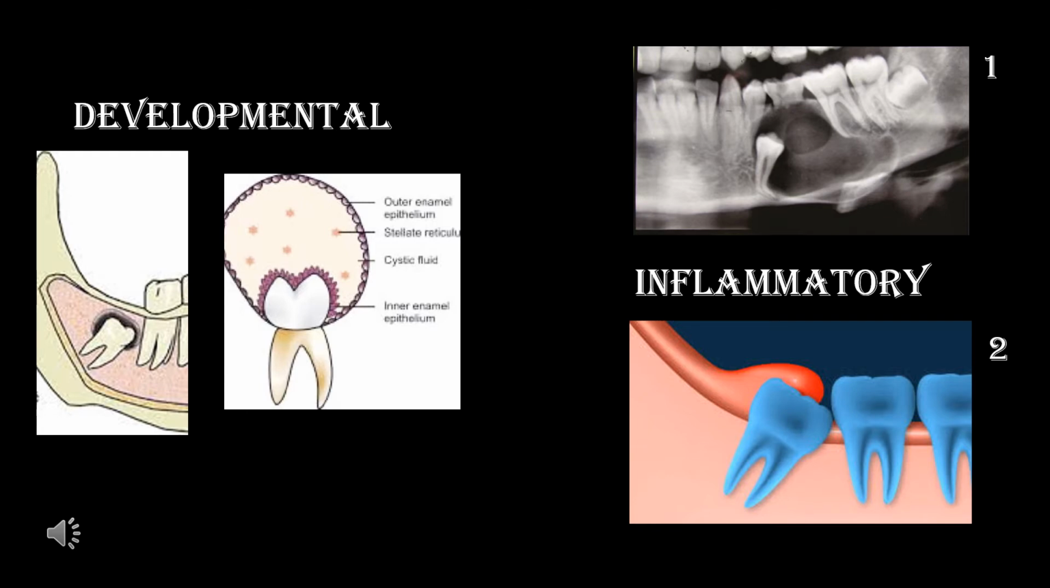The main thing you have to remember from this particular slide is there are two types of dentigerous cyst. One is developmental, the other is inflammatory. The etiology for the developmental is unknown, and the etiology for the inflammatory is inflammation. The most common between these two is developmental, almost 90% of dentigerous cysts, and 10% of dentigerous cysts can be of inflammatory origin.